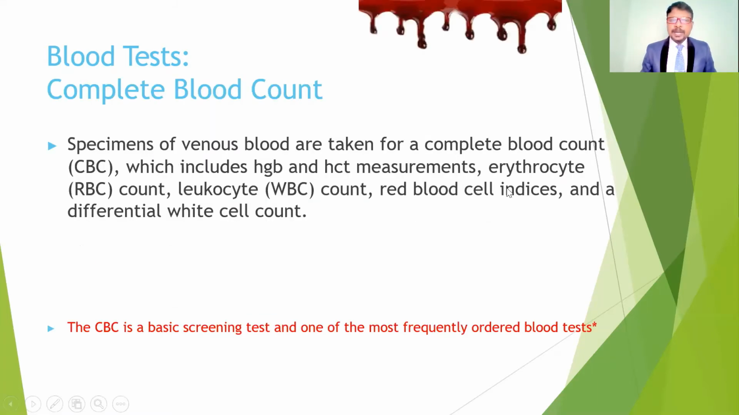The first one is the complete blood count, also called CBP, complete blood picture. Here specimens of venous blood are taken for the complete blood count, that is CBC, which includes hemoglobin, HGB, and hematocrit measurements, erythrocyte (RBC) and leukocyte counts, red blood cell indices, and differential white cell count. These are different types of blood tests, and they give proper information about the condition.